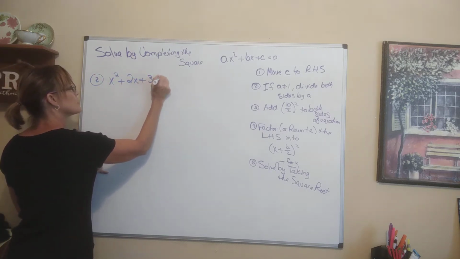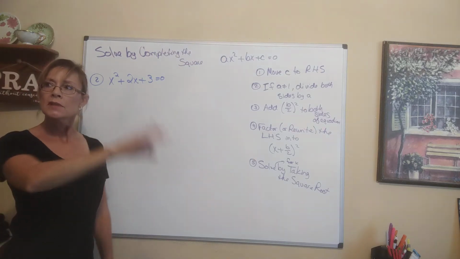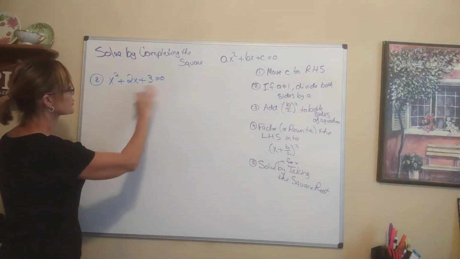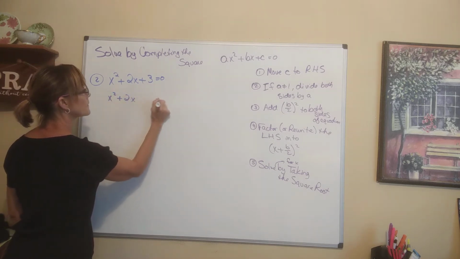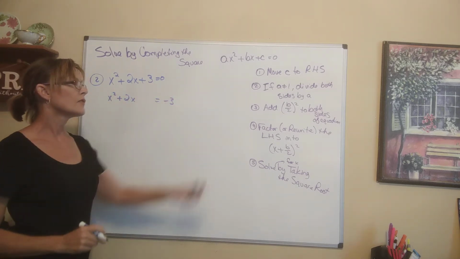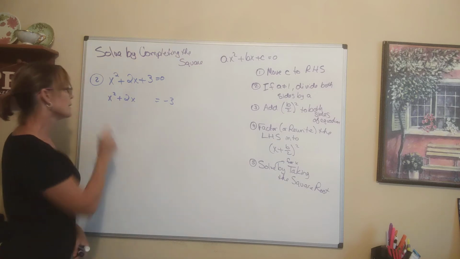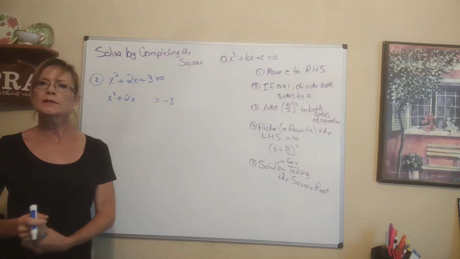And this is equal to 0. If we're going to use this method, move c to the right-hand side. So we need to subtract 3 to get him over there. Then if A is not 1, divide both sides by A, but A is 1, so we don't have to worry about step number 2.